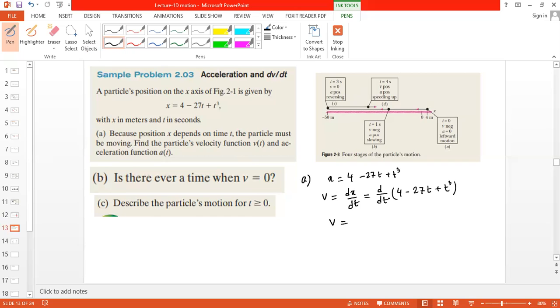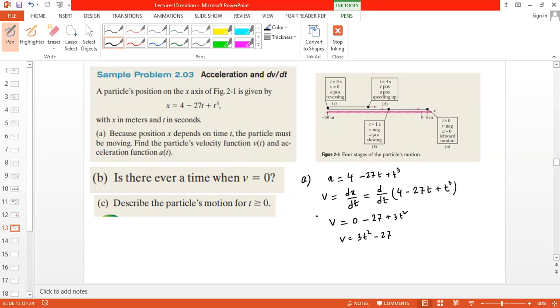So v equal to what? If you differentiate 4 with respect to time, this will give you a 0, right? Minus 27, and differentiating t cube gives 3t square. So v equal to 3t square minus 27.